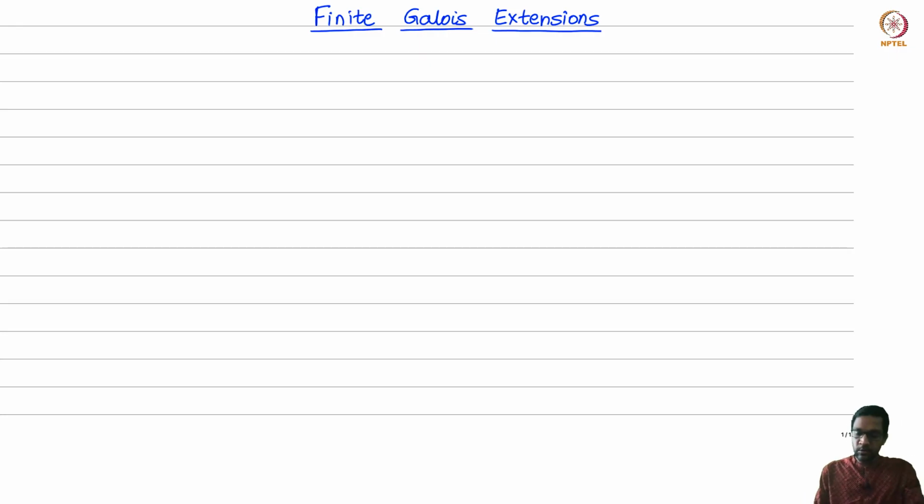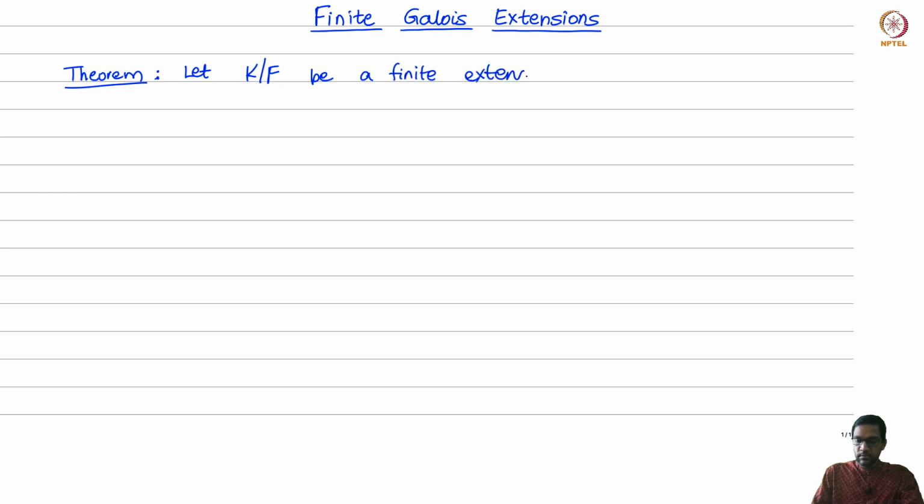Talk about finite Galois extensions. So recall we have proved Artin's theorem, and these are all now some nice consequences. So here's a theorem which characterizes finite extensions which are Galois. Let K over F be a finite extension.